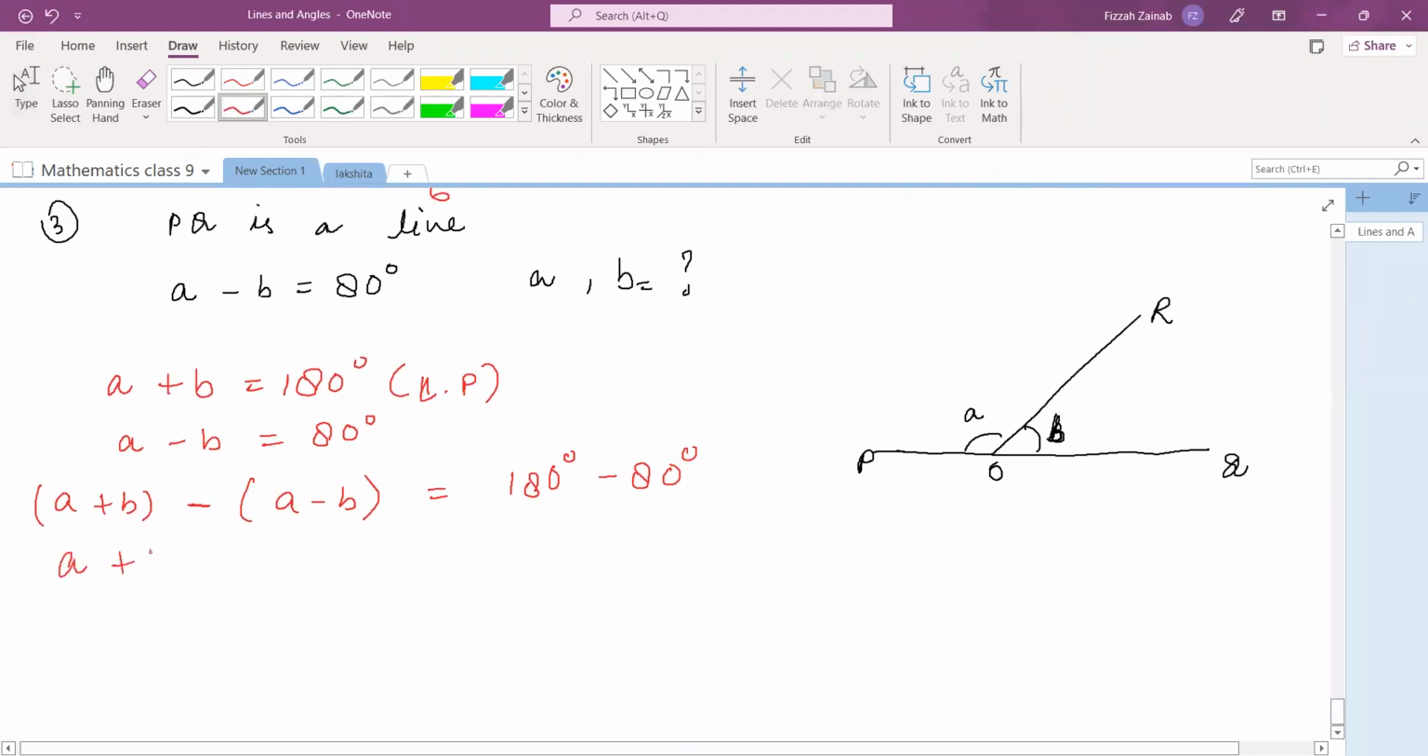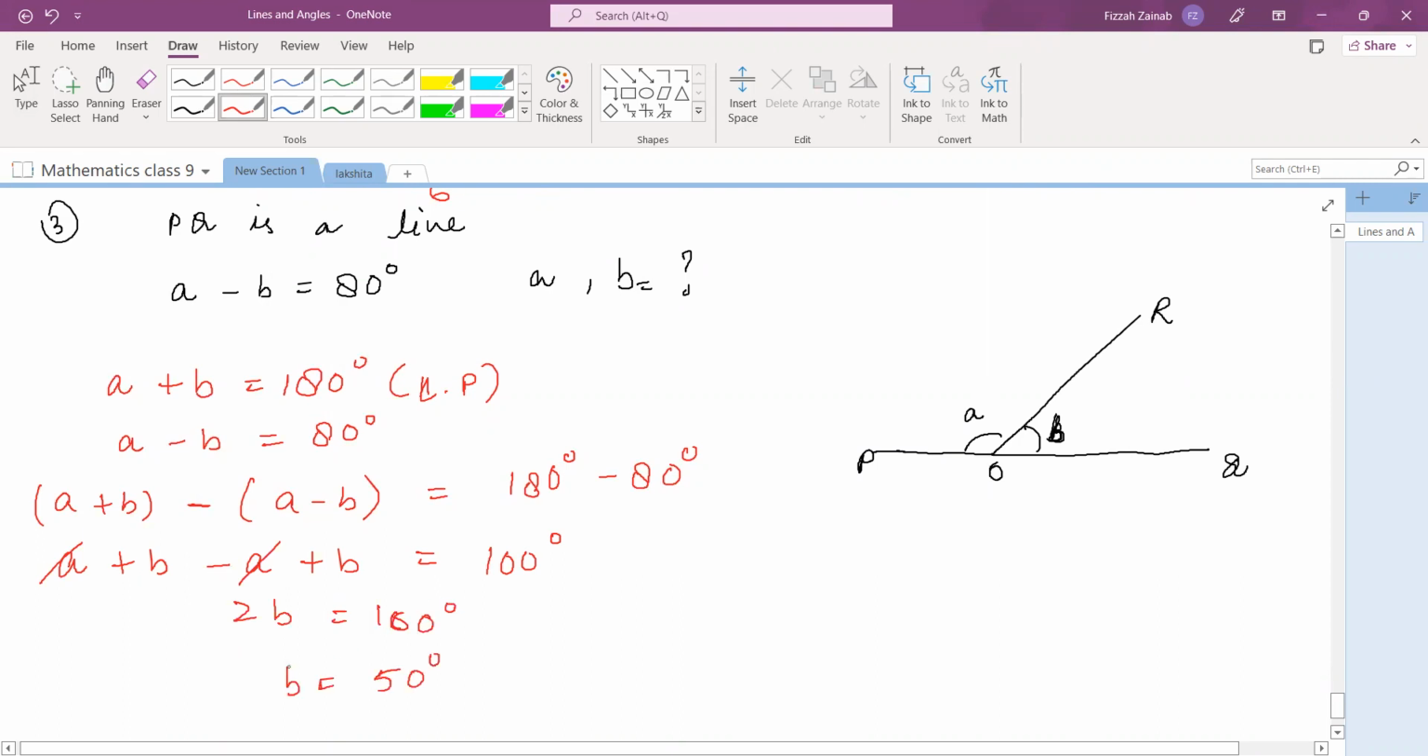So A plus B, and then open the bracket, so minus A plus B is equal to 180 minus 80. That means 100 degrees. Now one A positive, one negative, gone. So 2B is equal to 100 degrees, and this gives you B is equal to 50 degrees.